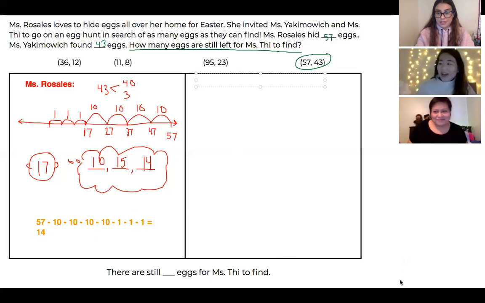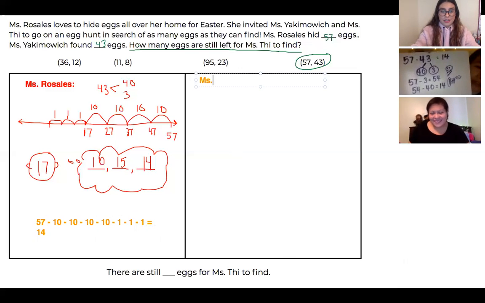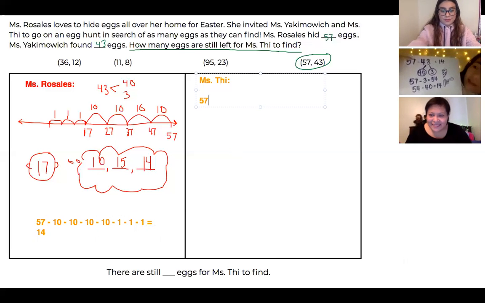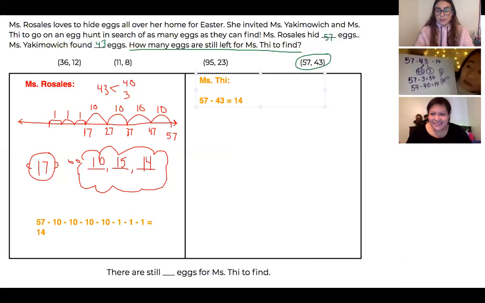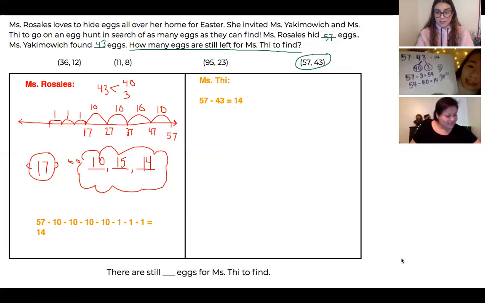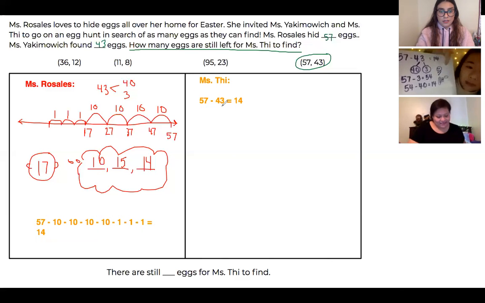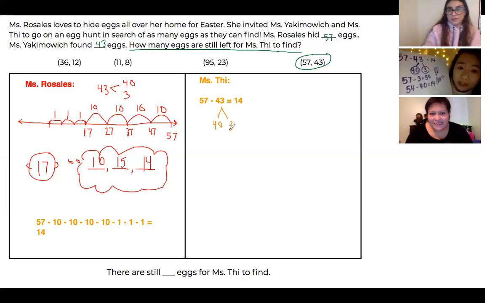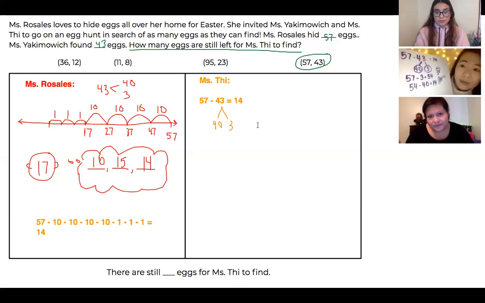Okay, so I also decomposed, but I used friendly numbers. And so I did 57 minus 43 equals 14. But how I did that was in the same way as Ms. Rosales. I broke it into 40 and 3. And then I just used my tens and ones to help me with subtracting in my head. And so first, I always like to subtract my ones first because I never know if there's enough ones or if I need to borrow later. So I always like to start with my smallest value first.